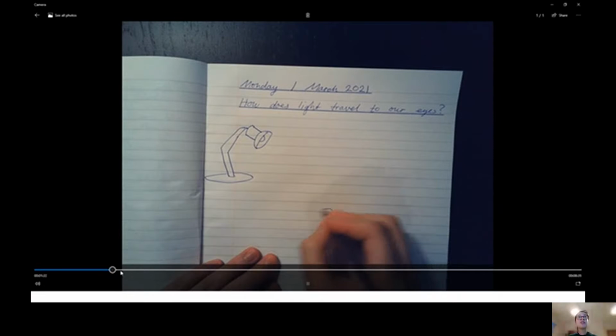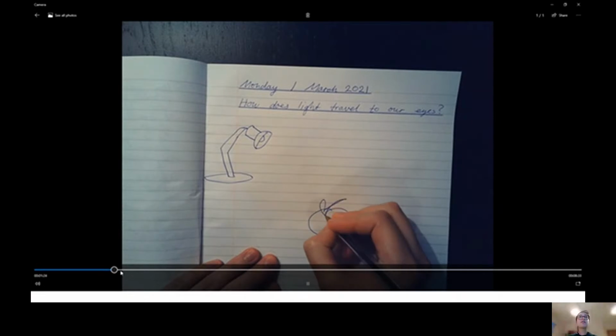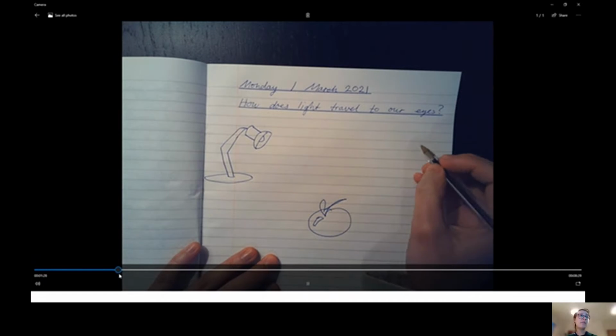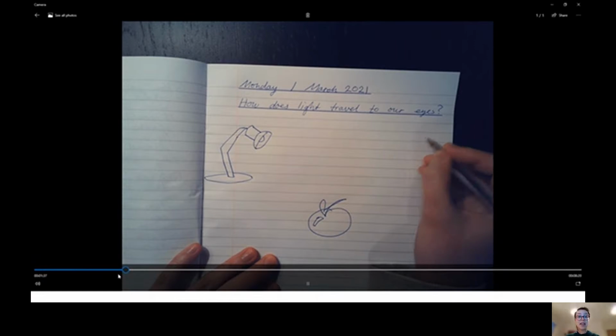The next thing that you should draw is the object. Now I'm going to draw an apple. However, you can draw any object you want. You can draw a dog, a box, or anything that you see. And the third thing that you need to draw is either an eye or a person with an eye or a face with an eye. So I'm just going to draw an eye there.